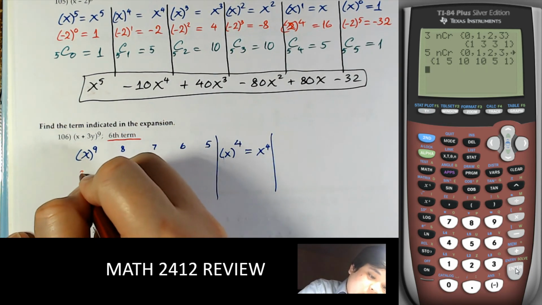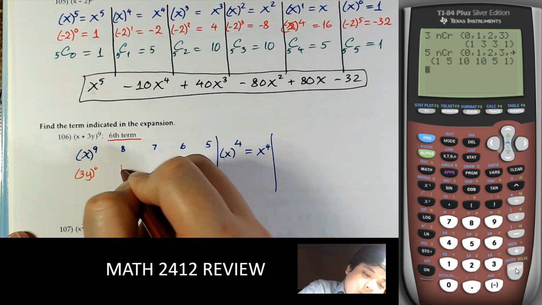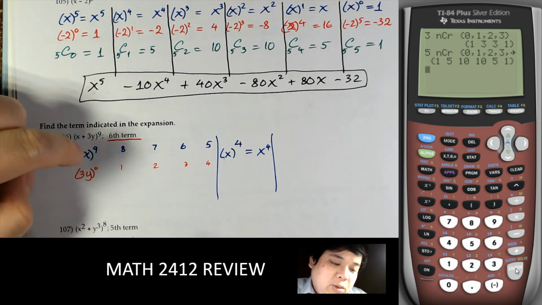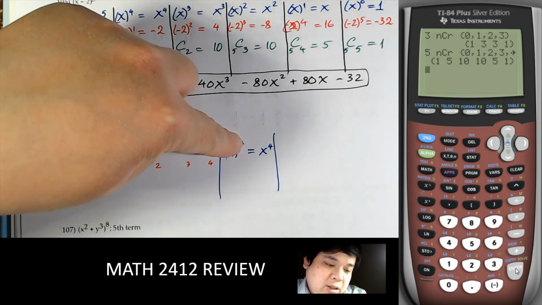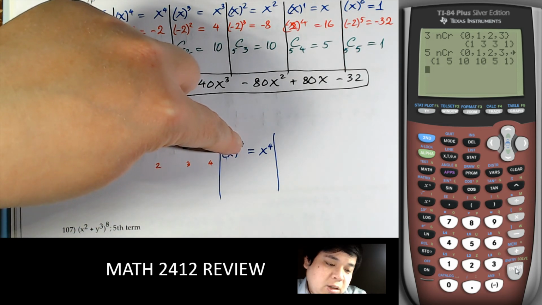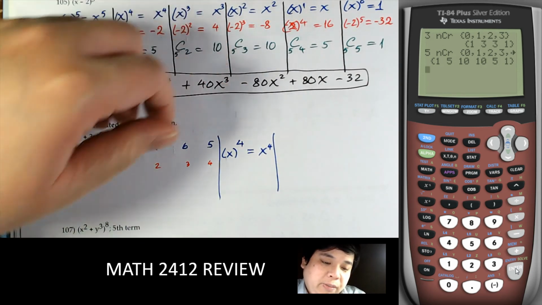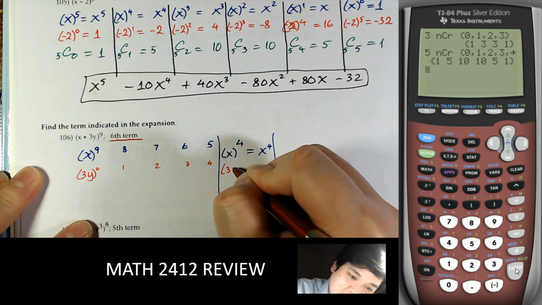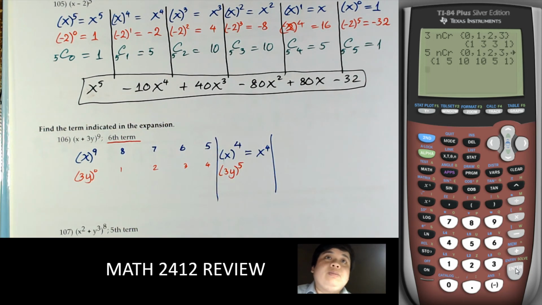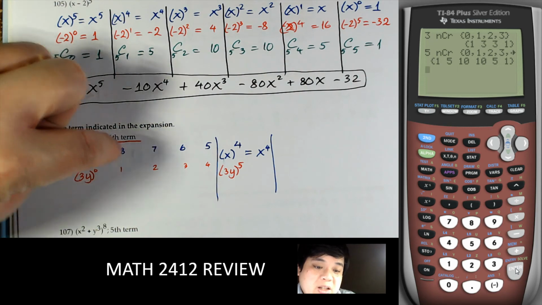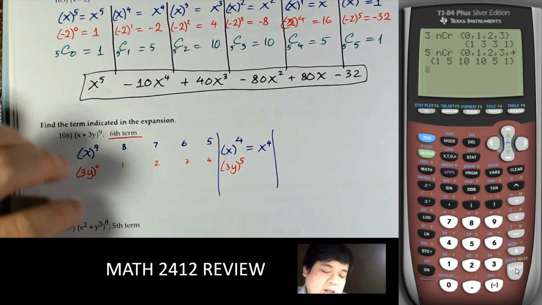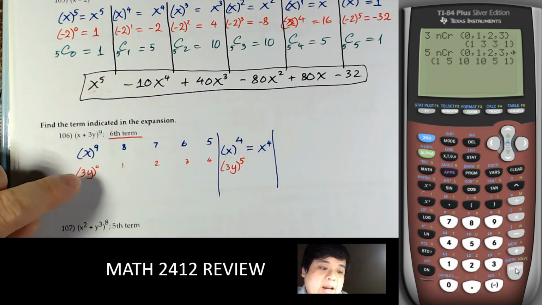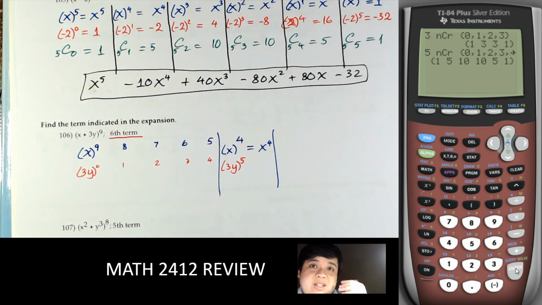Similarly, the second term is 3y, with powers 0, 1, 2, 3, 4, 5: 1, 2, 3, 4, 5, and then 6. So we want the sixth term, so it's only the sixth column here. So 9, 8, 7, 6, 5, and 4, then stop at 4. And then 0, 1, 2, 3, 4, 5. That's the sixth term, the sixth column.